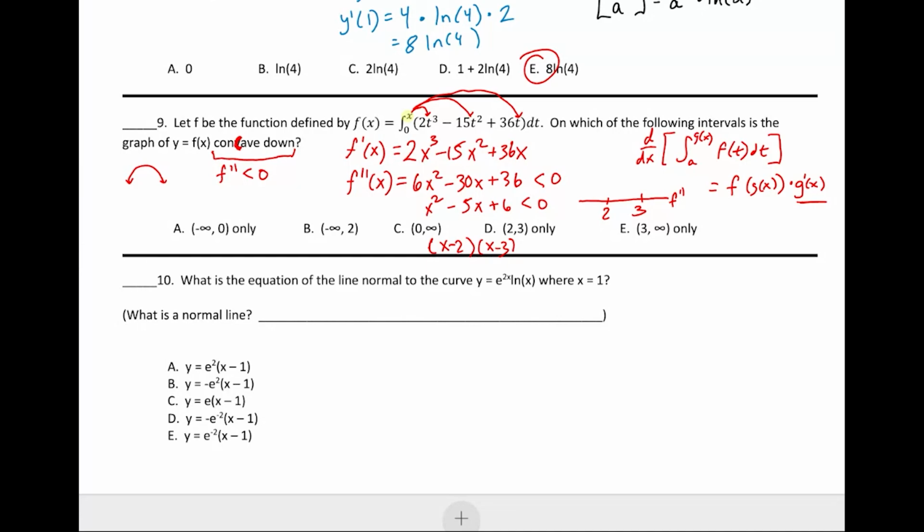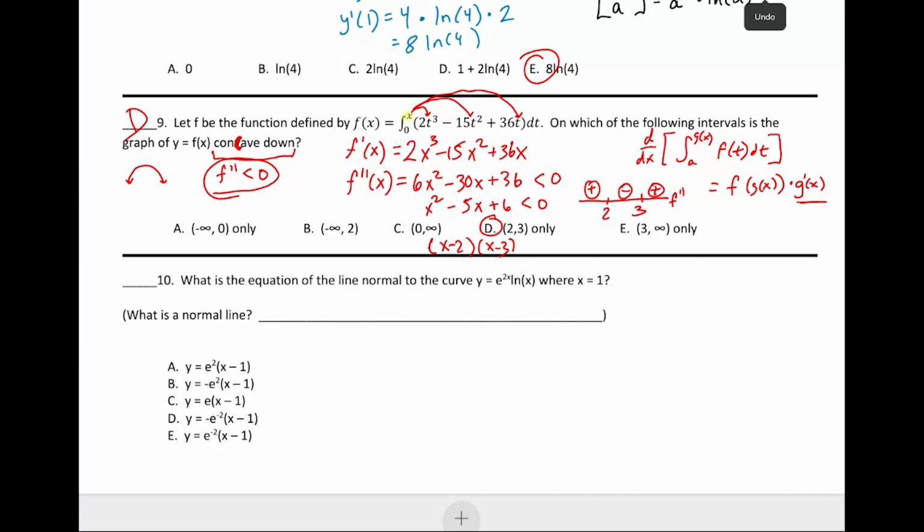All right, and since this is a parabola that opens up, I know that my parabola is going to do something like this, but you could also just pick values to plug in there. Like if I plug in 0, I can see I'm going to get a positive number. If I plug in 2.5, I'm going to get negative. If I plug in 4, I'm going to get positive. And so I'm looking for where f double prime is negative. So that's going to be in between 2 and 3. So our answer is D.